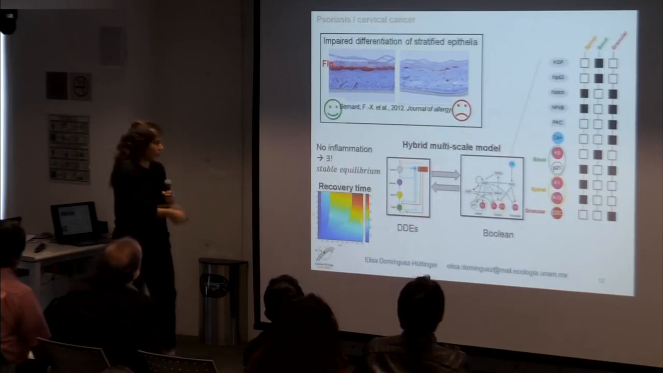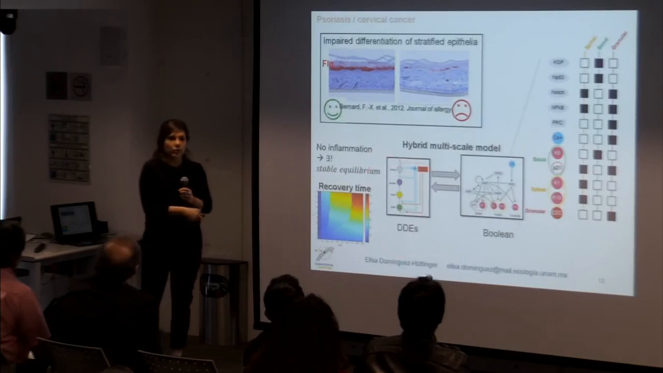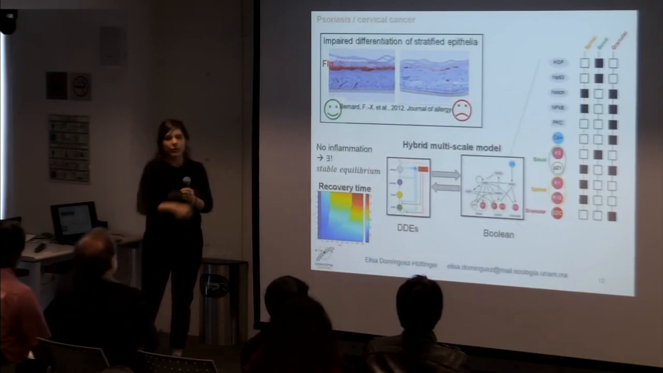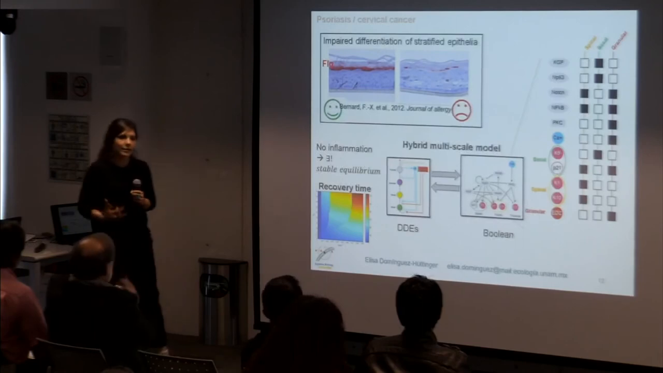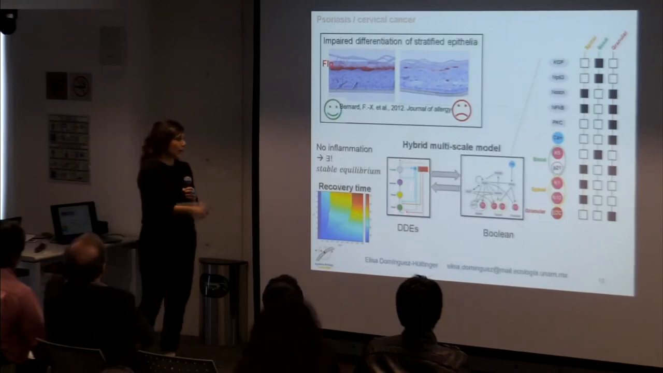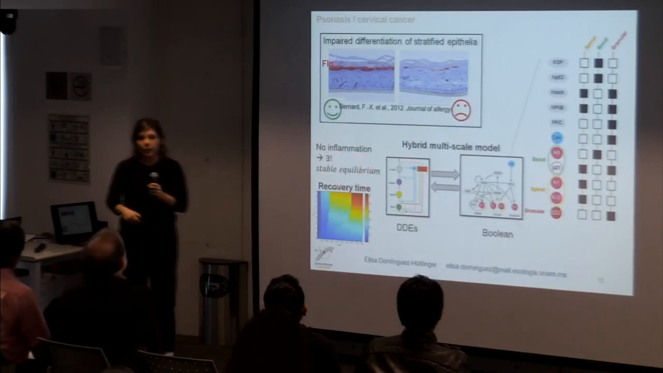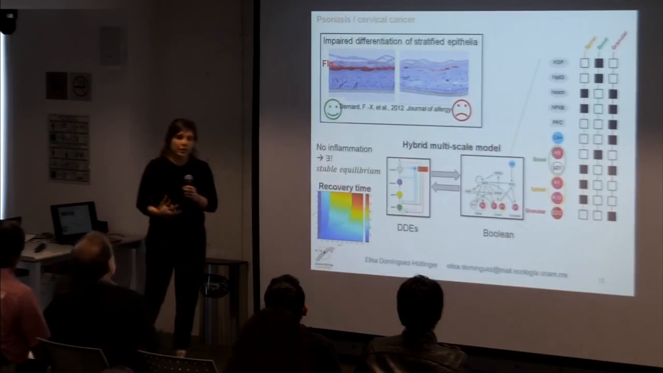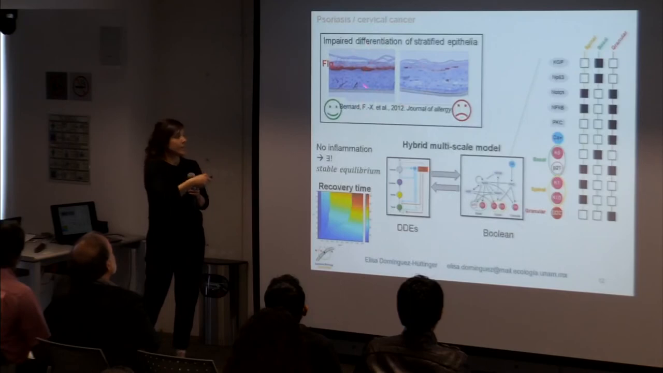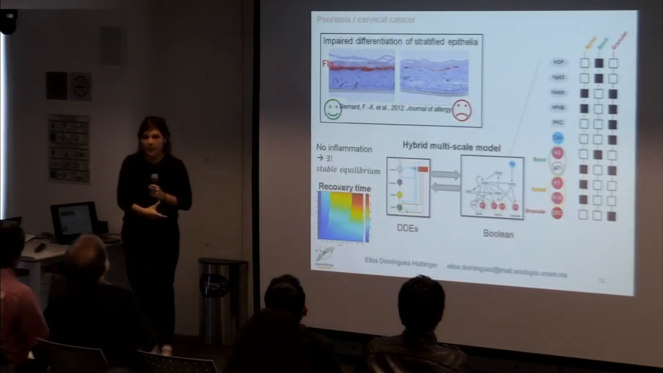On the one hand, we have delayed differential equations, which we use to model the dynamics of the population of different cells in the stratified tissue. And we use it to prove, and we could even analytically prove, what is required for a healthy state of a stratified epithelial system to be maintained or to be lost.